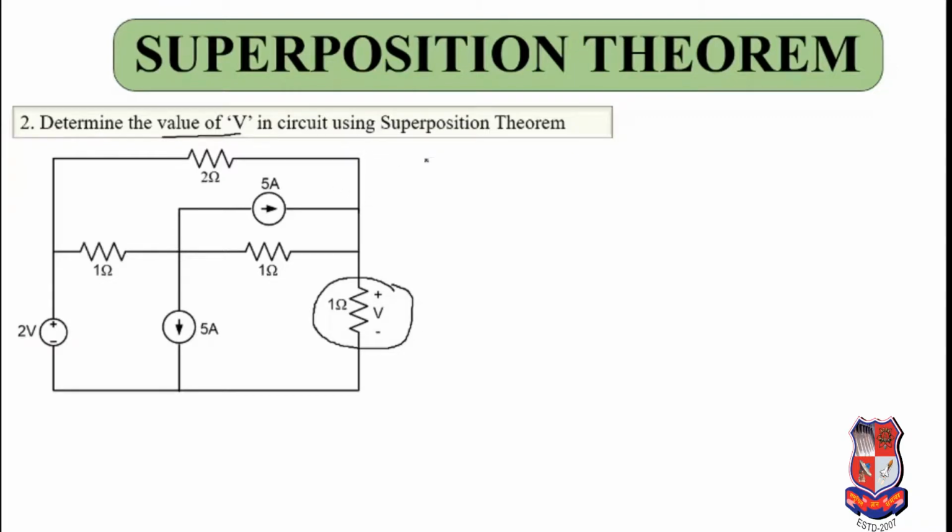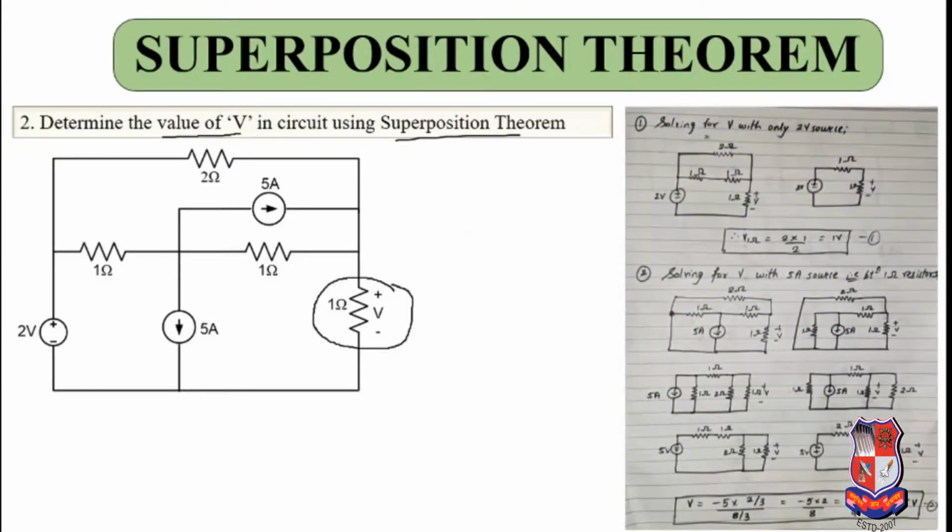So now this is to be solved using superposition theorem. It means 3 independent sources are there. So 3 times you have to solve this circuit with each source at a time. Okay, so let us take first.